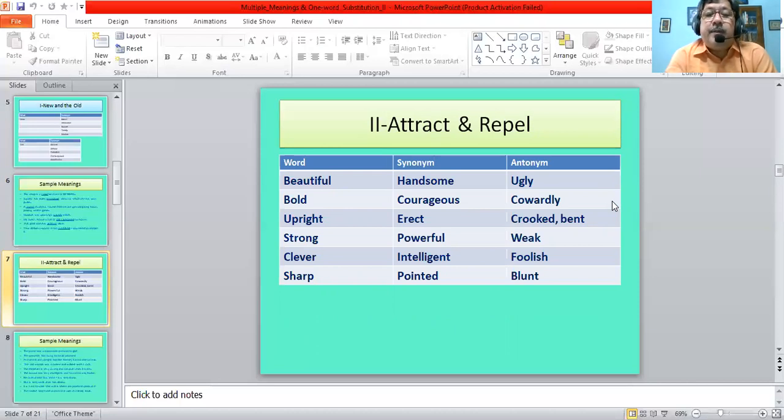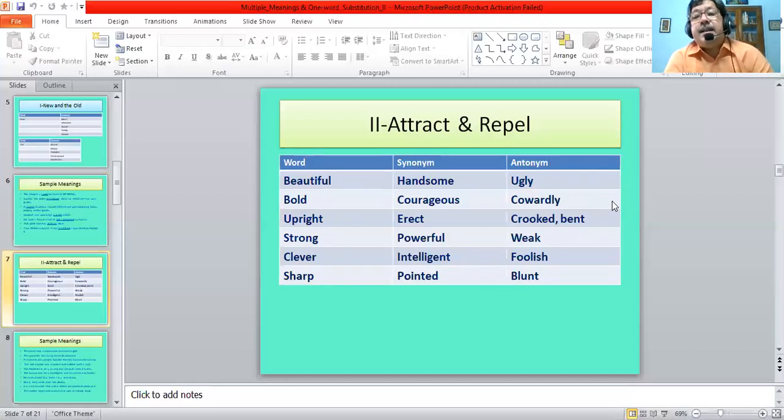So beautiful, for example, it has the synonym handsome and the opposite is ugly. Again, bold has the synonym courageous and the antonym is cowardly. Upright has erect as synonym and crooked or bent as the antonym. Strong, the synonym of strong is powerful and the antonym is weak. Intelligent is the synonym of clever and the antonym is foolish. Sharp has the synonym pointed and the antonym is blunt.